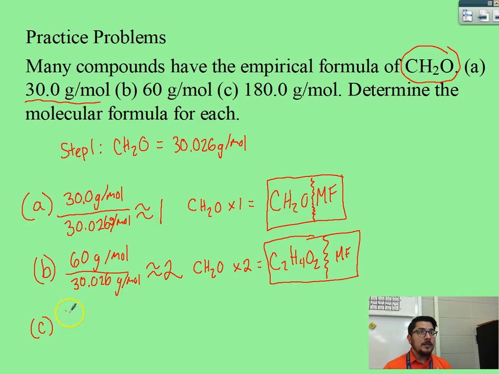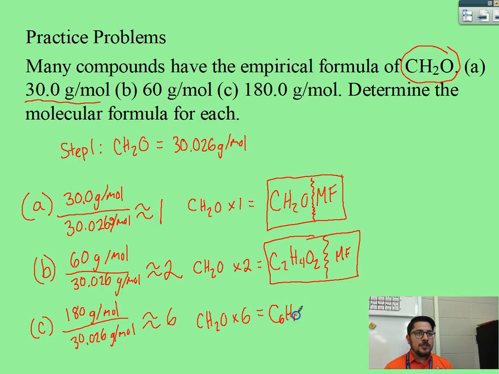Letter C, 180 grams per mole. Divided by that, 30.026 grams per mole. I get about 6. So again, same formula, all times 6. And I'll get C6H12O6, or glucose, and that is also the molecular formula.